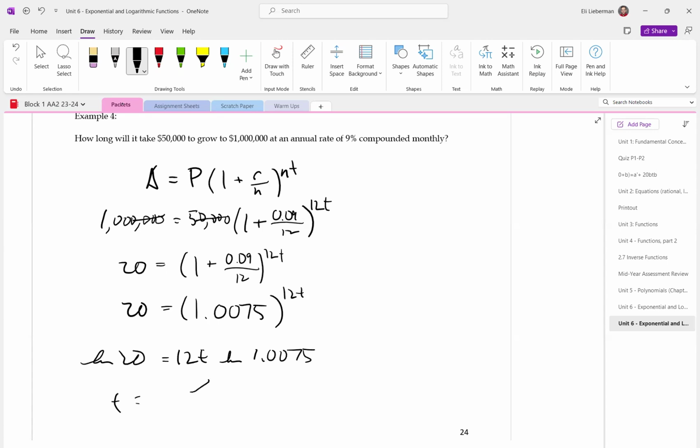So t is equal to ln of 20 over 12 times ln of 1.0075. That is the exact answer. Which I'm guessing is what, 3-4 years to go from 50,000 to 10 million? What is that, about 80 years or something? I have no idea.